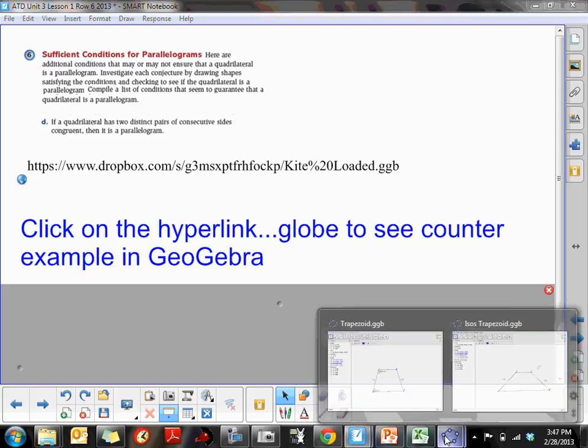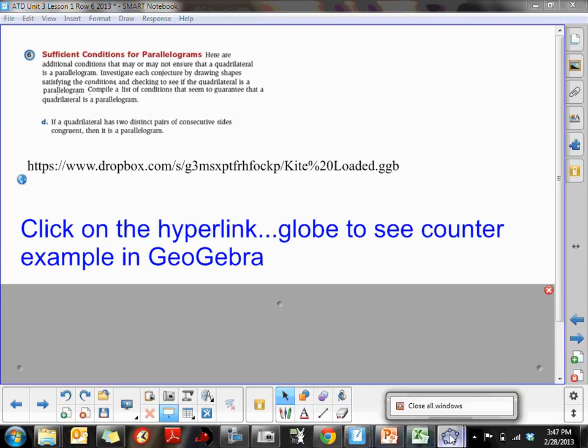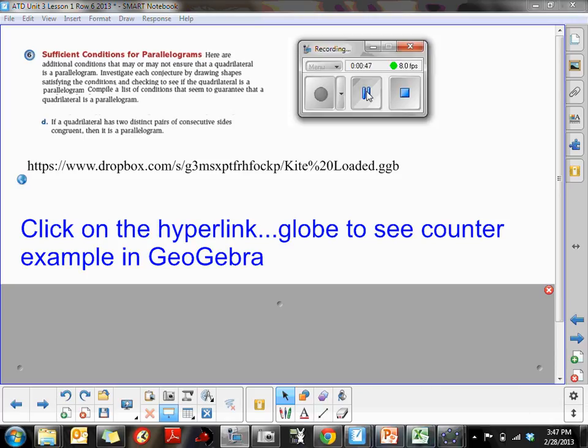And we looked at those earlier, and I don't think I have that one loaded, so maybe I'll just pause here, go load it, and I'll come back and show you that counterexample quick.